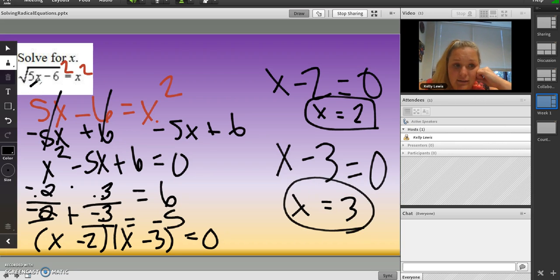I'm going to check. 5 times 2 is 10. 10 minus 6 is 4. Square root of 4 is 2, and that's what I had plugged in too. Let's try the 3. 5 times 3 is 15. 15 minus 6 is 9. Square root of 9 is 3. So it works. 2 answers.